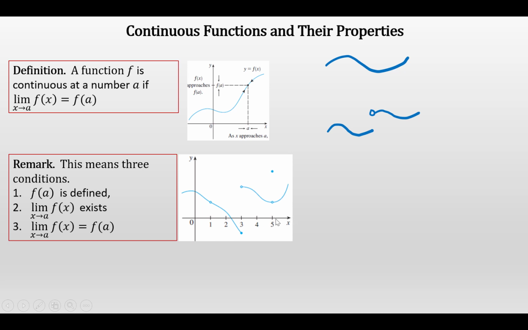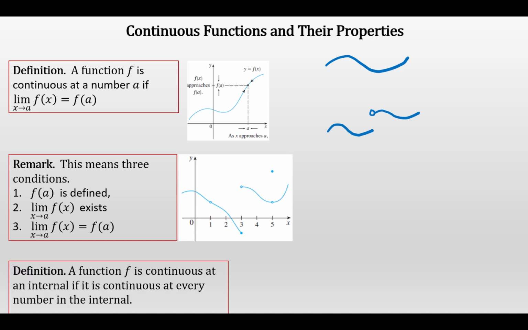And then at x equals 5, the limit does exist, but f(5) is defined right here, and these two do not match. Therefore, f(x) is not continuous at 5 either. Okay, so those are the three ways a function could fail to be continuous. Now, we say f is continuous on an interval if it is continuous everywhere within the interval.